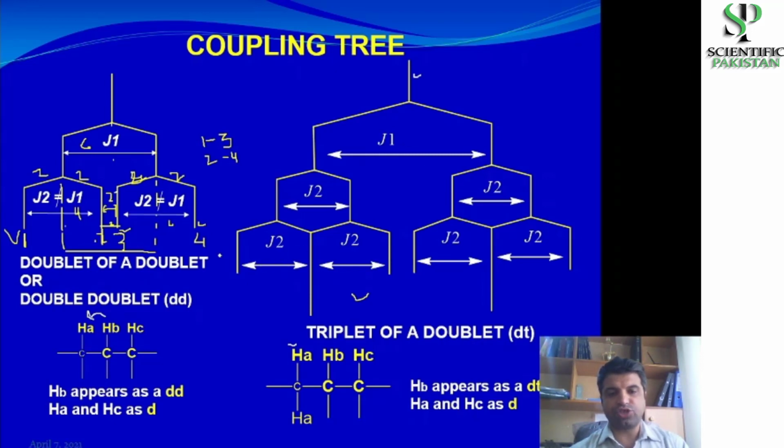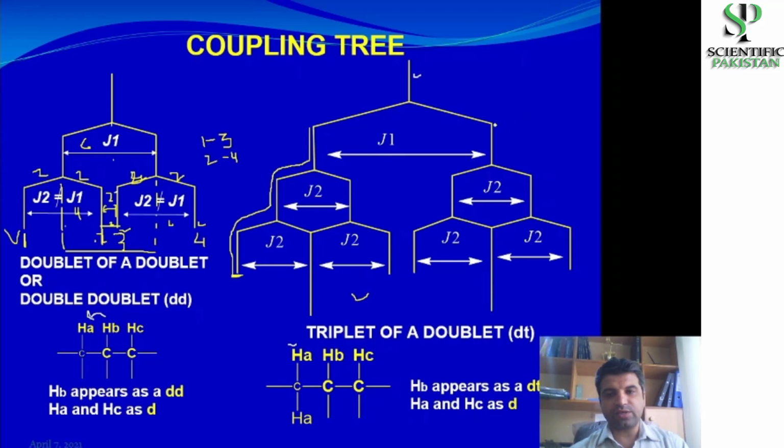You can calculate J2 from these two lines, or these two lines, or these two lines, or these two lines. But if you need to calculate this, see where it goes, where it ends up. So it starts from here, it goes down here, then it goes to the left, and then it goes again to the left. So this line actually ends up here.